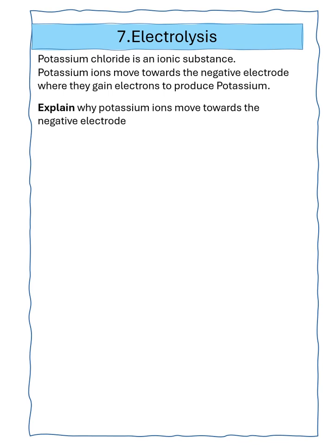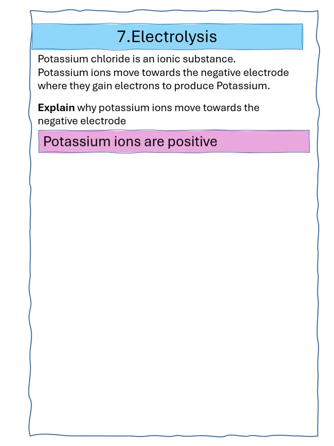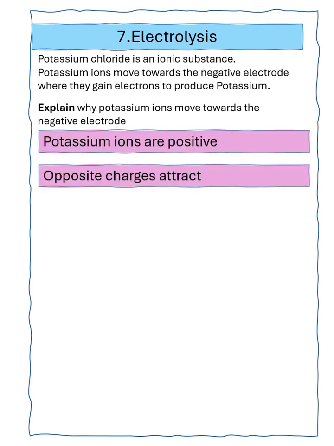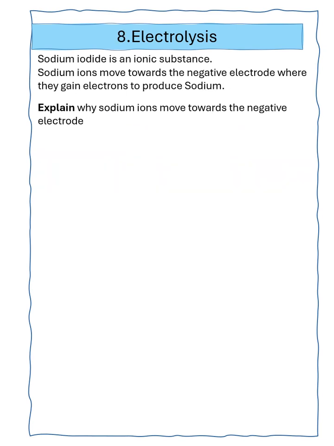Question 7 about electrolysis says, explain why potassium ions move towards the negative electrode. So potassium chloride is an ionic substance. If potassium ions move towards the negative electrode, they gain electrons to produce potassium. We've got to explain why the potassium is actually moving towards the negative electrode. So first thing to remember is that potassium ions are positive and opposite charges attract, therefore the positive ions will move towards the negative electrode, where they will then gain electrons and form potassium.